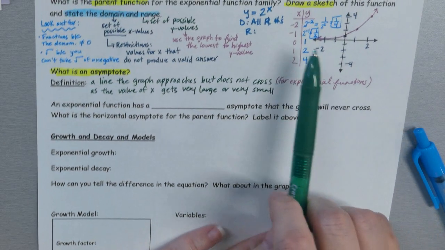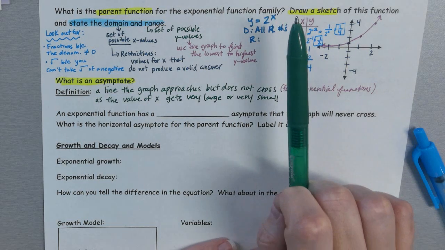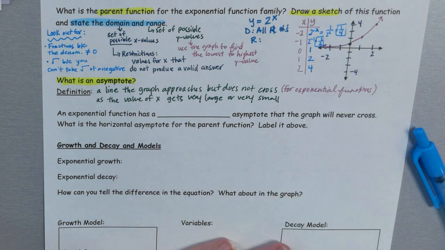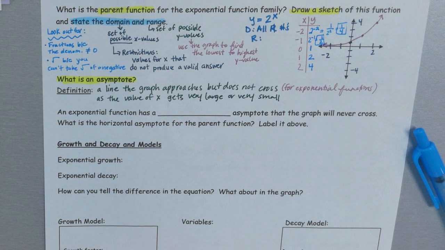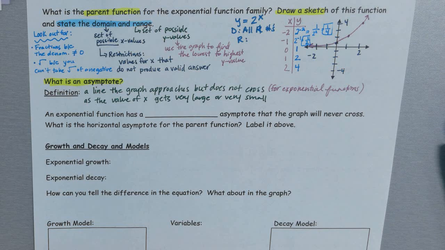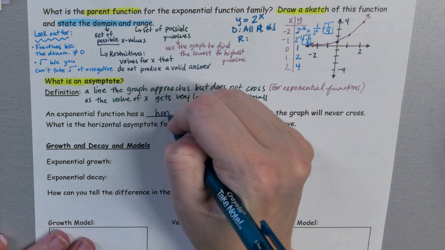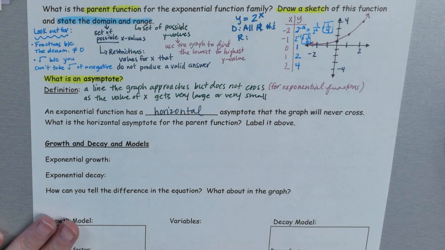In this case, it gets very small because as you see, like the -3, -2, well, you have the -2 is 1/4, -3 would be 1/8, and then 1/16, 1/32. So it would keep doing that, right? And it would never reach 0. So we call that an asymptote, and it is going to be a horizontal line. Okay, so it has a horizontal asymptote that the graph will never cross.